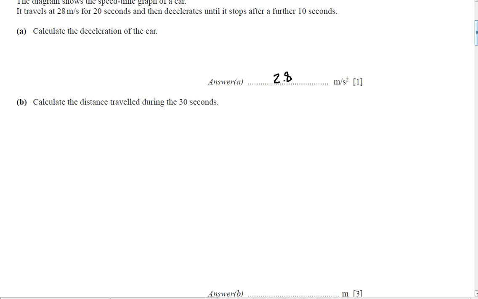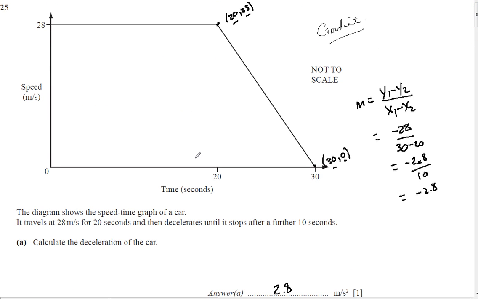The distance traveled during the 30 seconds: for a speed versus time graph, the distance is equal to the area under the graph. So we need to break up this area into shapes that we can get the area of. If we draw a line like this, we can see that we've broken up the area under the graph into a rectangle and a triangle. We need to find the area of the rectangle and the area of the triangle, add these two areas together, and that will give us the distance traveled by the car over the 30 seconds.